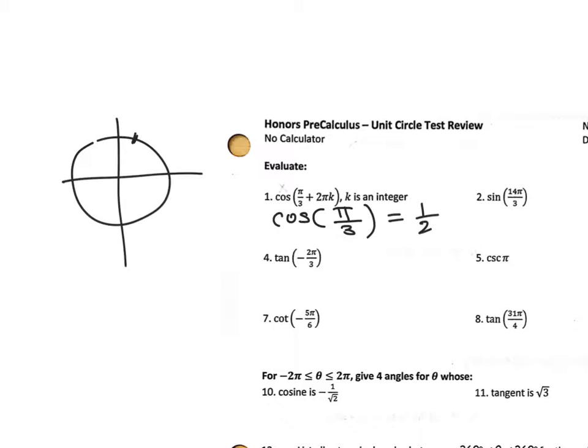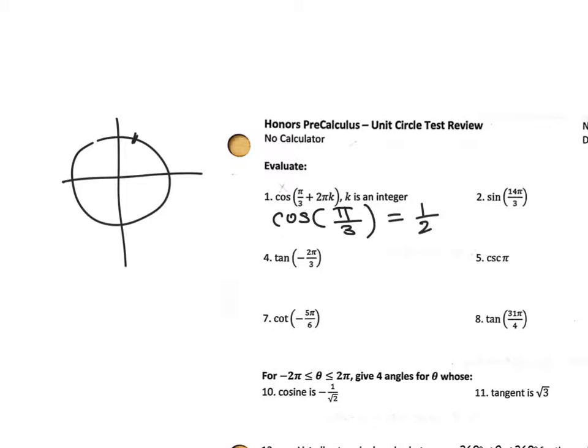So the cosine of pi over 3 plus 2k pi is going to be 1/2 as well, since 2 pi is the period of a cosine, so that's not going to change the angle. If I'm starting over here and I do a full rotation, I'm going to end up where I am. So that represents coterminal angles.